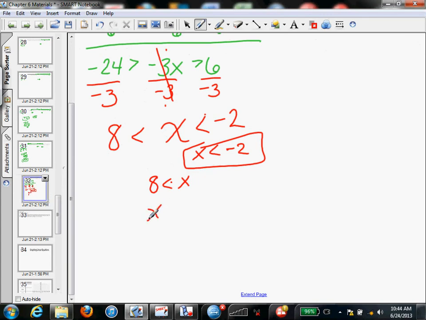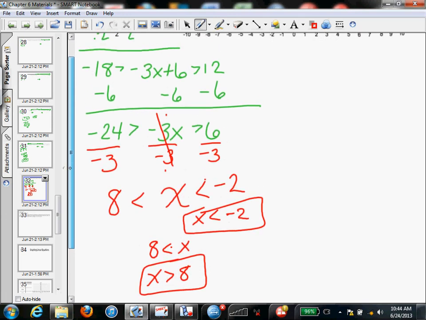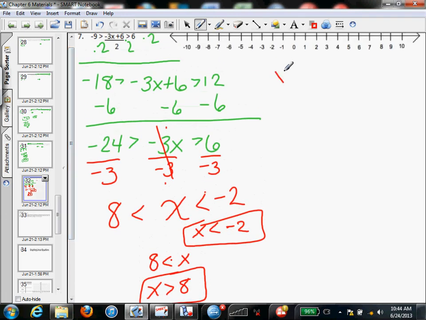Now to make the x go on the left side, all we have to do is change the position of the inequality. So if we go back up to our graph, we have that x is less than negative 2, and we have that x is greater than 8.